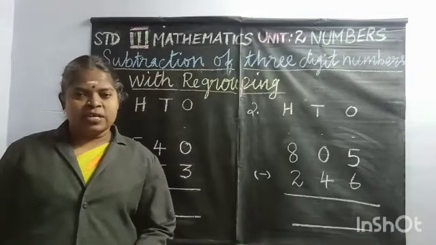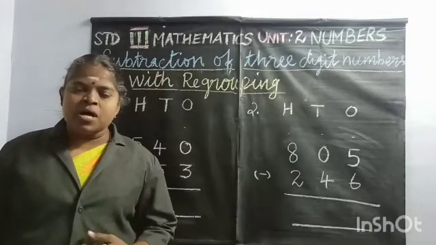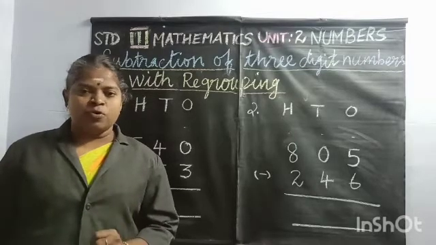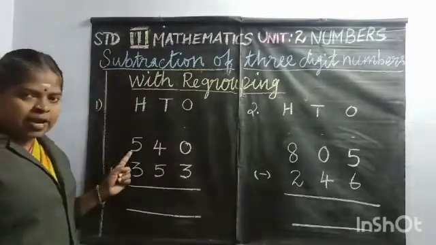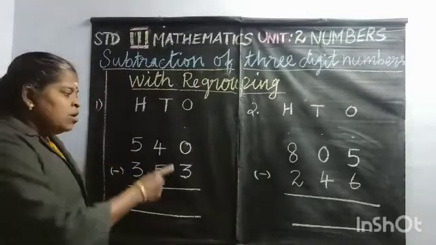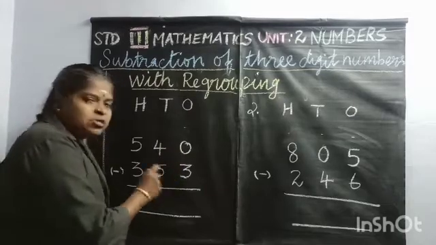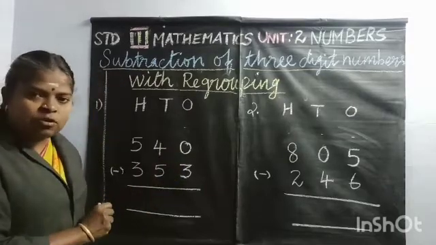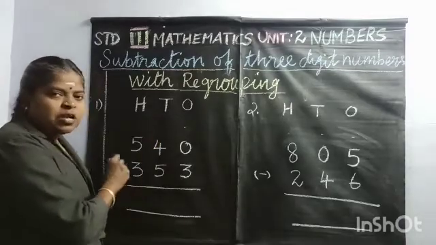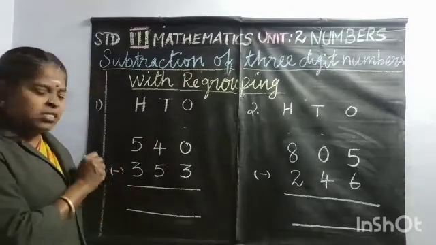Children, now we can subtract 3-digit numbers with regrouping. Look here, 540 minus 353. In that 0, can we subtract 3? No. What do we have to do? We have to borrow from the tens place.